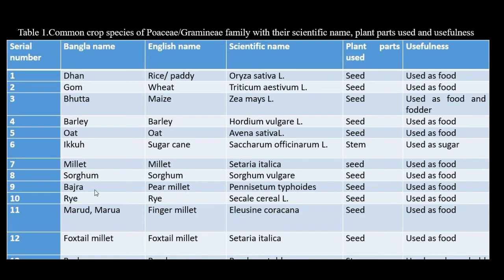Another is pearl millet, bajra, Pennisetum typhoides, seed used as food. The rye, Secale cereale, seed used as food. Finger millet, marua, Eleusine coracana, seed used as food. Foxtail millet, Setaria italica, seed used as food. Bamboo is used for household work. Lemongrass is used as spice.